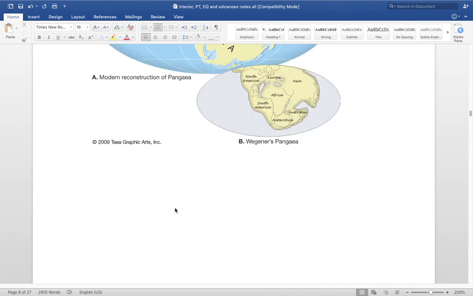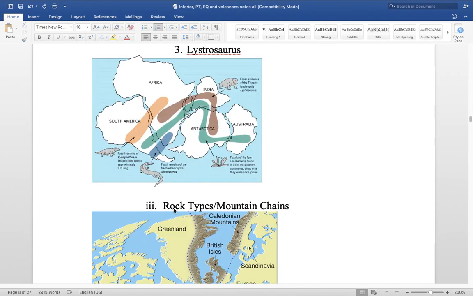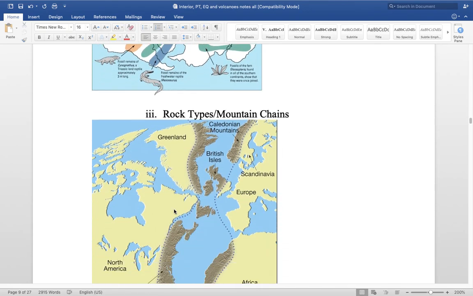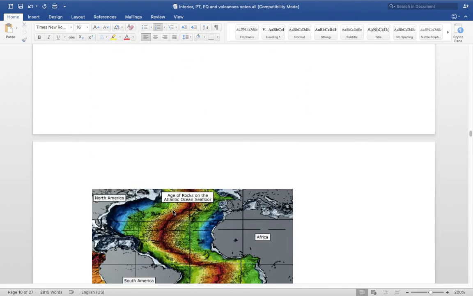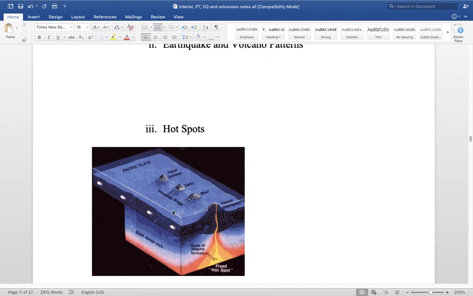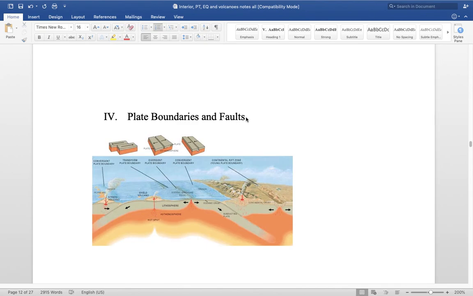If we were in class together, we'd have a lot more time to do this, but we just don't have the time. So this is just his evidence right here, and we're not going to worry about it right now. Instead, we're going to get into plate interactions. That begins right here with plate boundaries and faults. That's where we're going to be in your notes now.